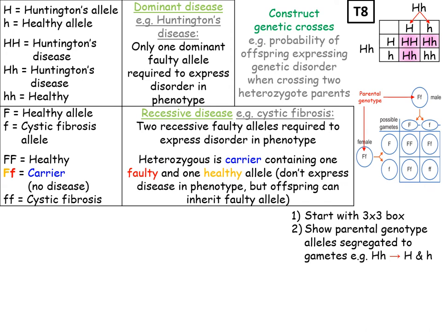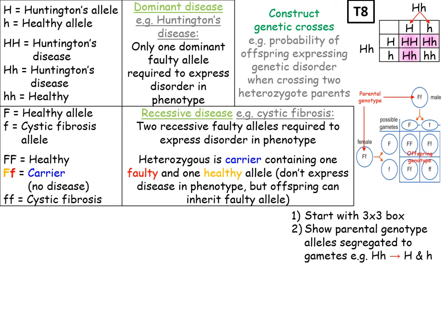The example of this would be if we're looking at a heterozygous Huntington's allele, there would be a capital H and a lowercase h, so you'd have to segregate them. That means the gametes have a 50% chance of having a capital H, the Huntington's disease allele, and 50% chance of having the lowercase h, the healthy allele. So only one allele in the gamete, and then that gamete will fuse with another gamete, and therefore you'll end up with two alleles for that gene after fertilization.